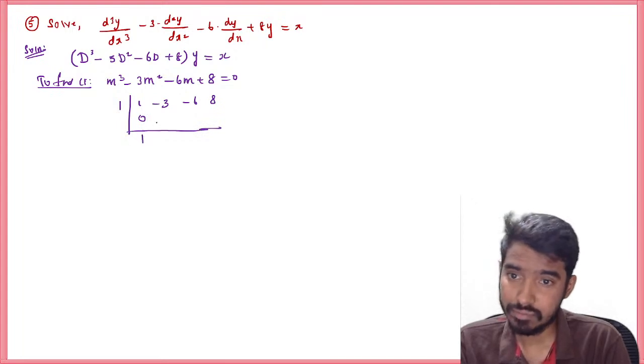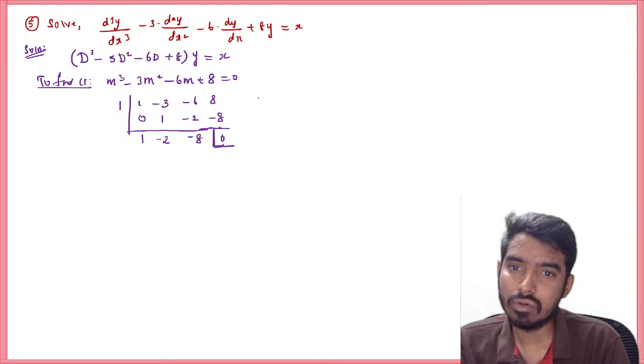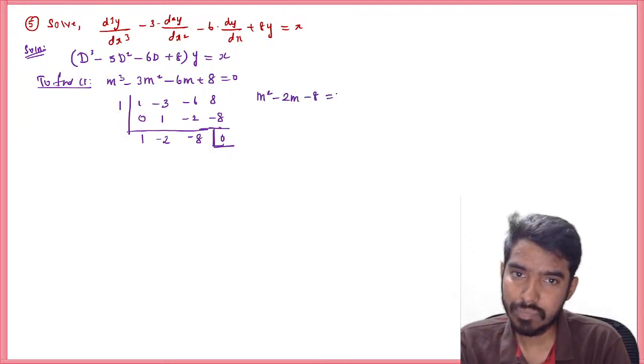1 plus 0 is 1. 1 into 1 is 1. Minus 3 plus 1 is minus 2. This will be minus 2. This will be minus 8. This will be minus 8. This will be 0. So other roots are the solutions of m square minus 2m minus 8 is equal to 0.